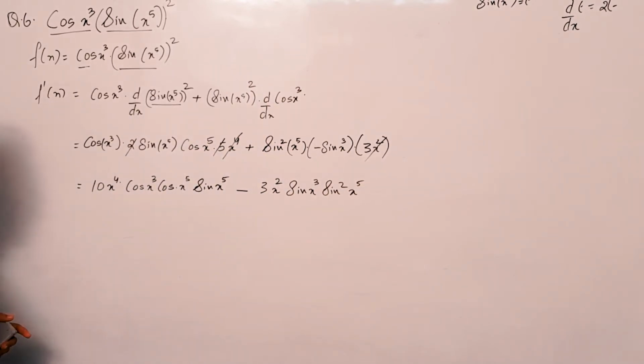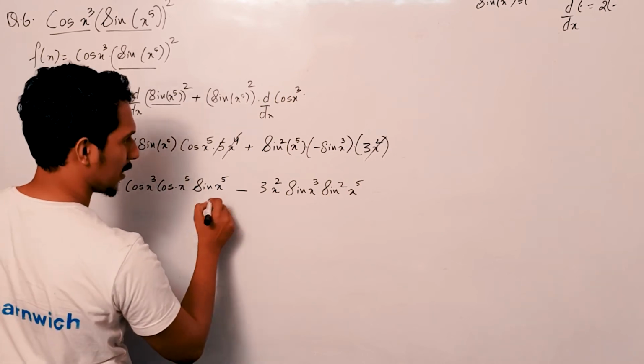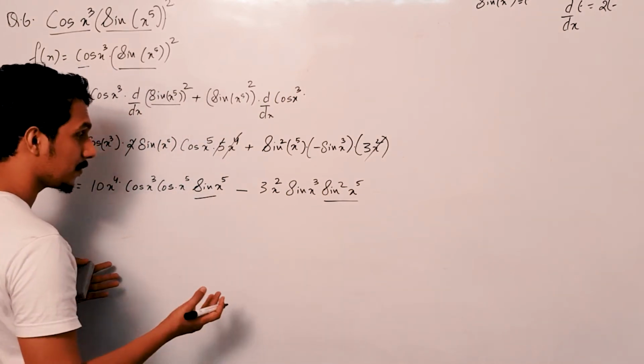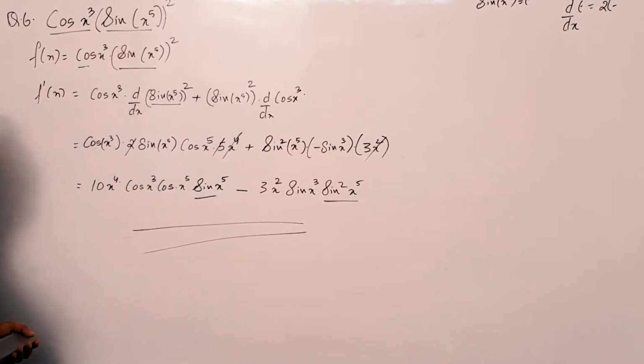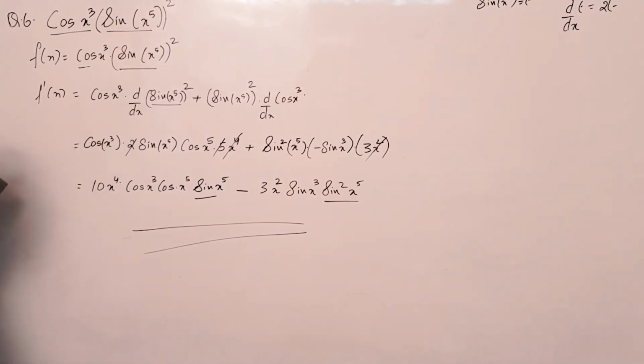Anything you can take as common? No, right? There's nothing you can take as common. x raised to 5, sine x raised to 5, you can take as common if you want, but that doesn't make any sense, so your answer is finished here. Okay, so that is question number 6. Let's go to question number 7 now.